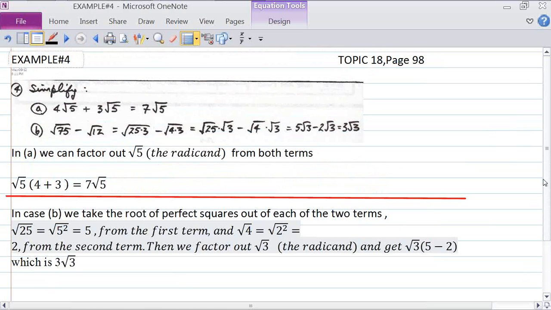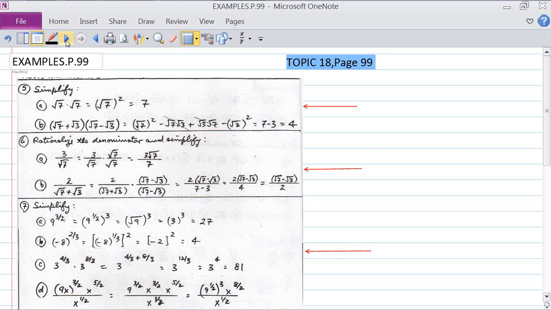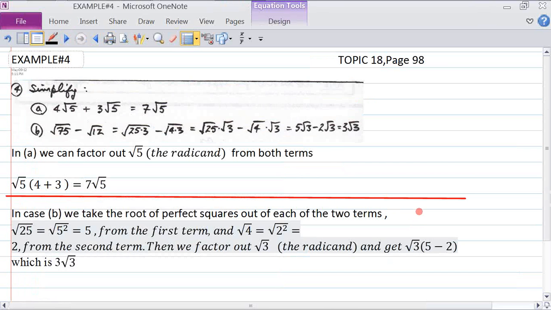So this is just what we've done on page 98: to review the rules that we saw on page 97. So that completes page 98, our discussion on page 98.